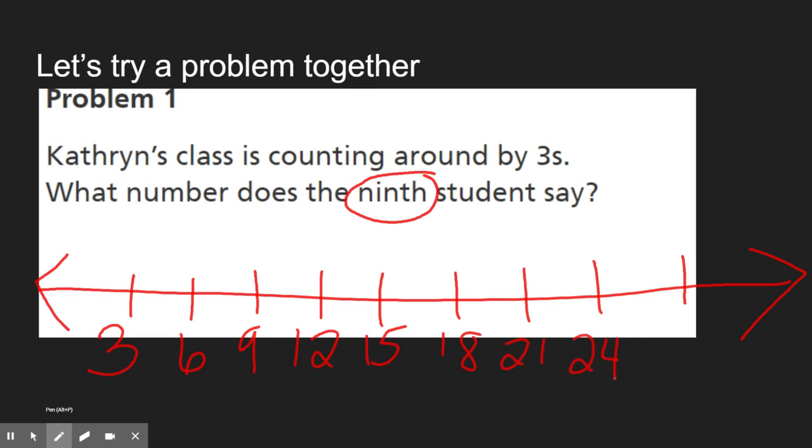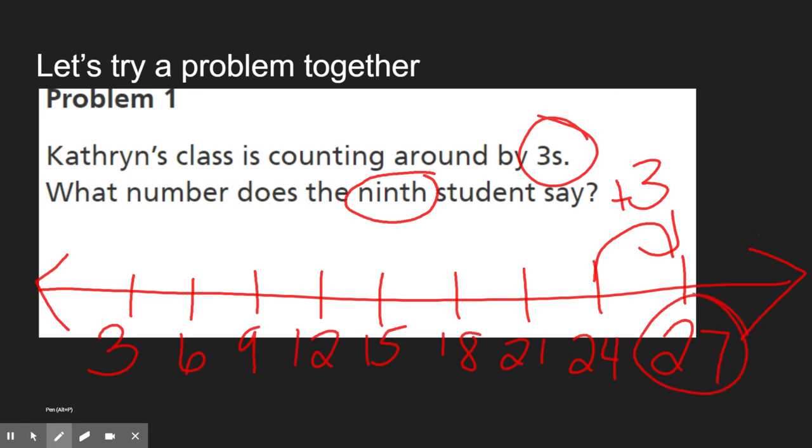How do I find out that last one? Remember, we are skip counting by 3s. So 24 plus 3 is what? Think about it for a few seconds. You're right. 24 plus 3 is 27. So your answer would be 27 because we are on the 9th student. 9 lines, 9 students, 27. Okay.